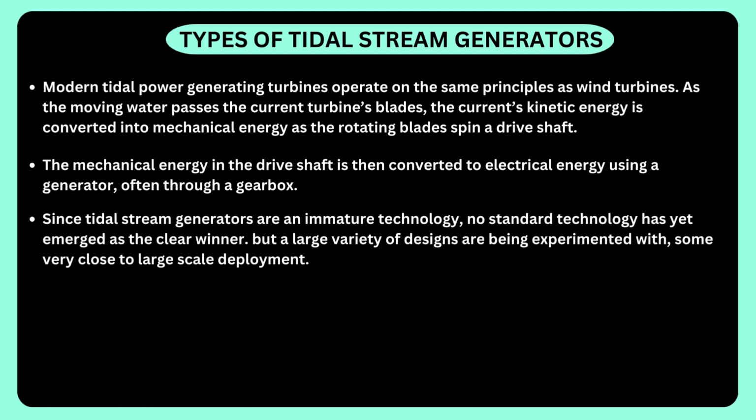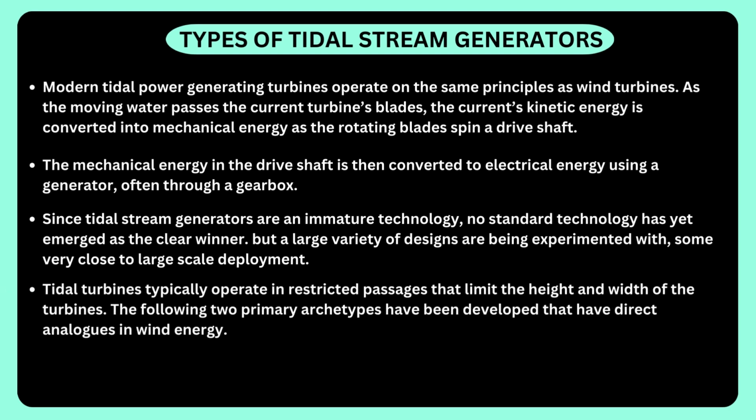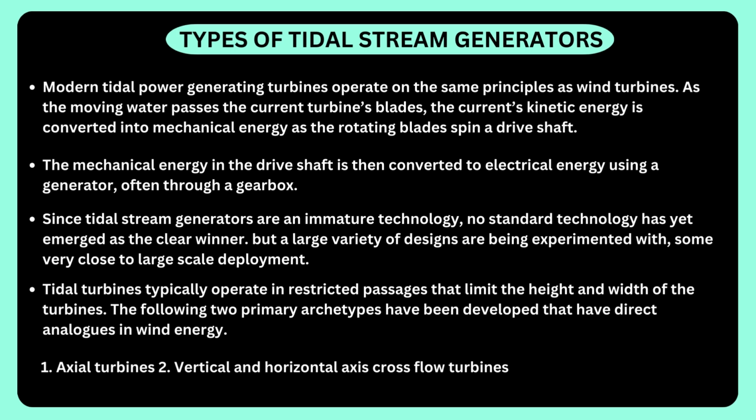So some tidal stream generators are immature technology. No standard technology has yet emerged as the clear winner. But a large variety of designs have been experimented, and some are very close to large scale deployment also. Tidal turbines typically operate in restricted passages that limit the height and width of the turbines. Generally, two primary archetypes have been developed that have direct analogues in wind energy: axial turbine, and second one is vertical and horizontal axis cross flow turbine.